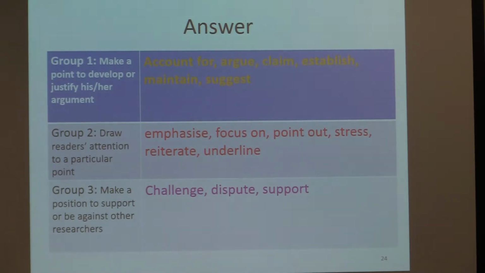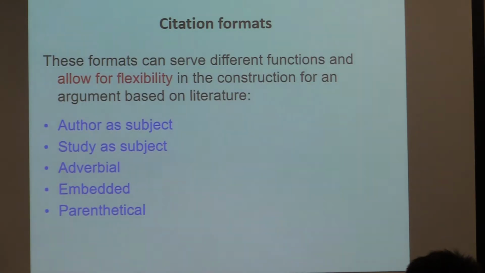Okay. So now we have discussed how we can use certain verbs to report literature, and what verbs we use can actually reflect our own attitude, right? Okay. And now maybe we try to be more specific. How are we going to cite others' work, okay? Basically, there are 4 citation formats which you can use. These are the most common ones, okay? I just show you the most common ones, okay?